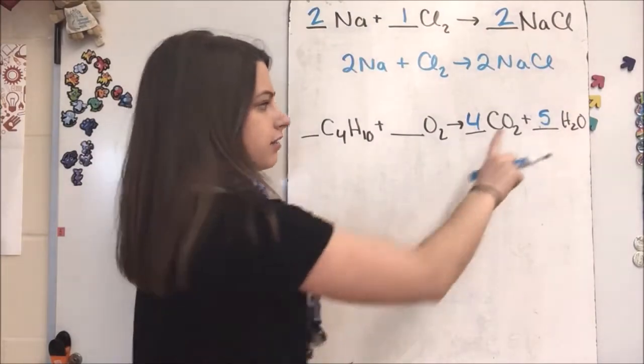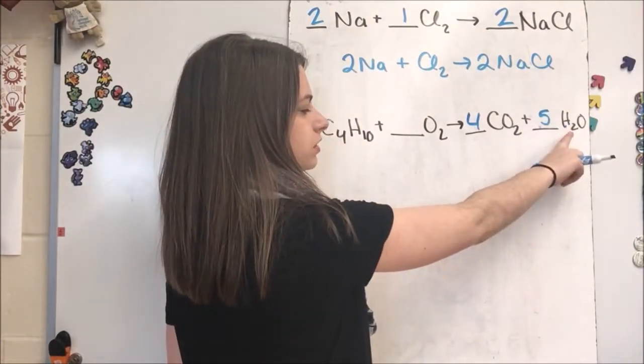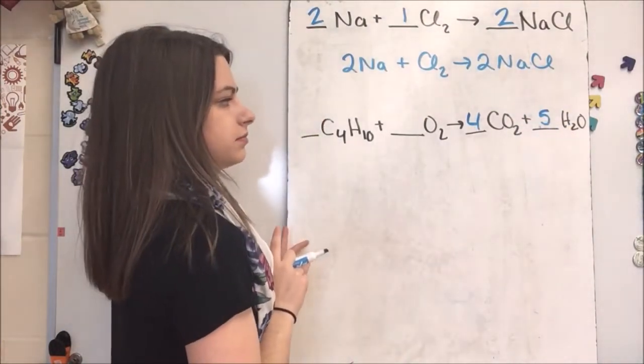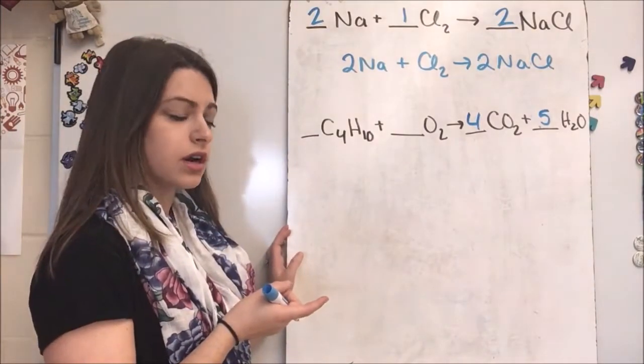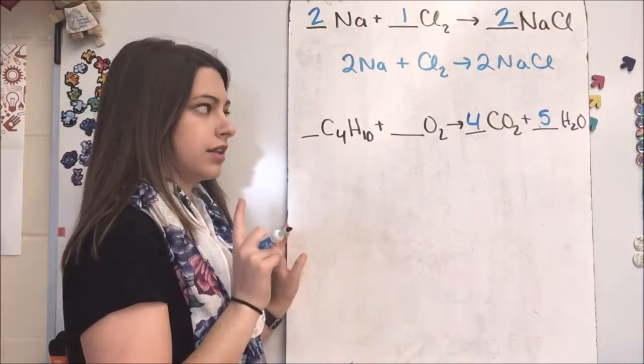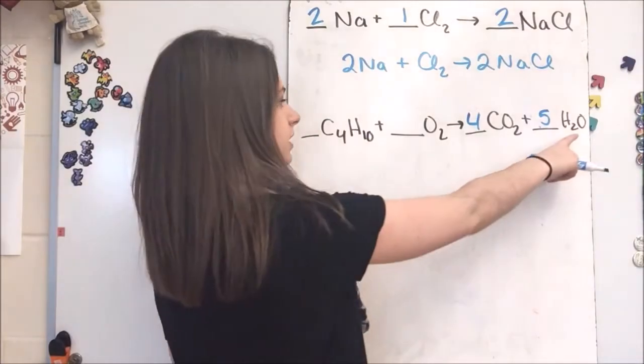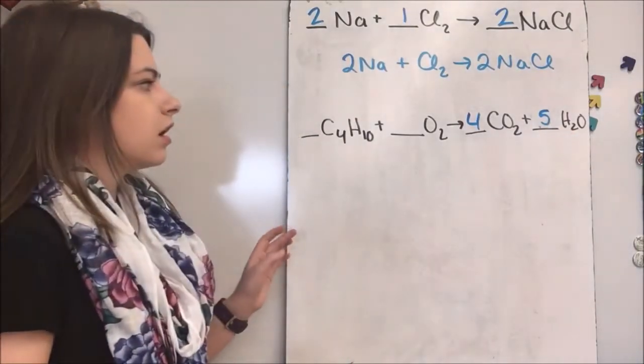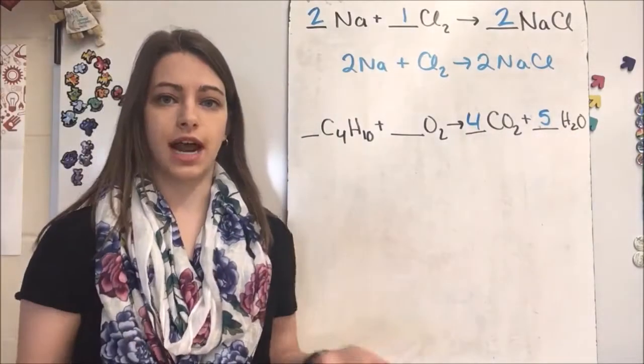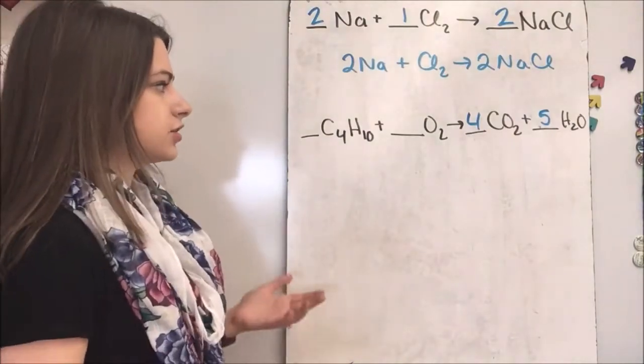So you see how I did that? 5 times 2 gets me the 10 that I need. So you're not always going to put the number in front that is the total number that you need. You've got to take into account the subscripts. Okay, so we did carbons and we did hydrogens. That was pretty straightforward. Let's check my oxygens.